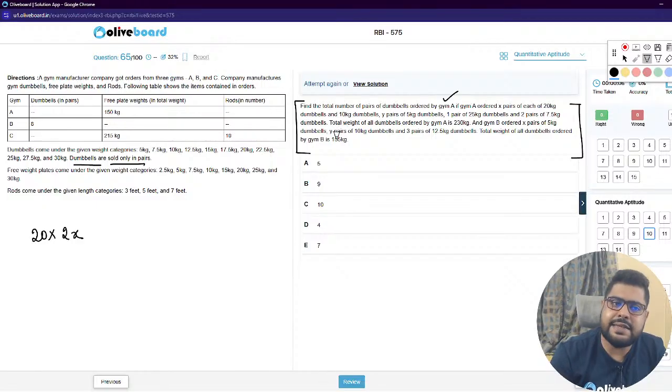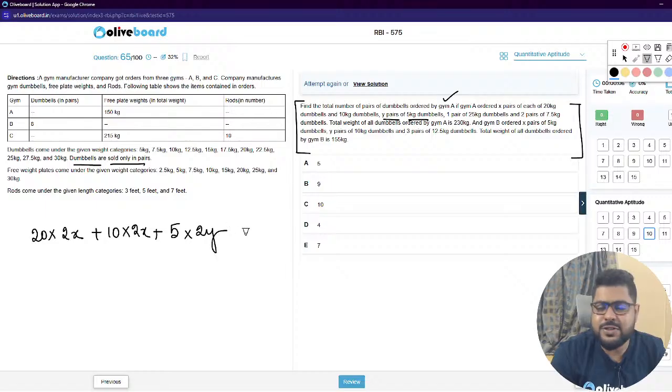Okay, 20 kg and 10 kg dumbbells. So, 10 into 2x plus y pairs of 5 kg dumbbells. So, 5 into 2y kg because pair, plus 1 pair of 25 kg dumbbell. 25 into 1, no sir, I should write 2. 1 pair meaning 2 dumbbells. 2 pairs of 7.5 kg dumbbells. 2 pairs means 4. Total is 230 kgs.